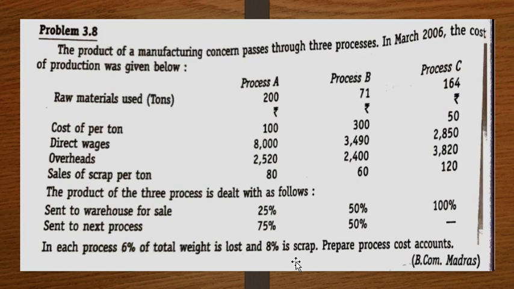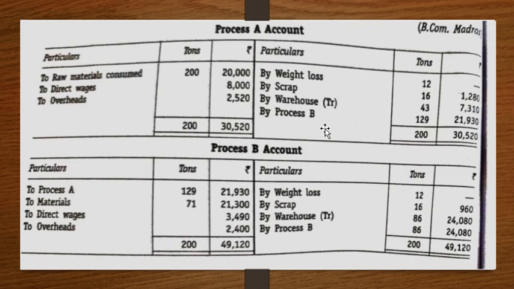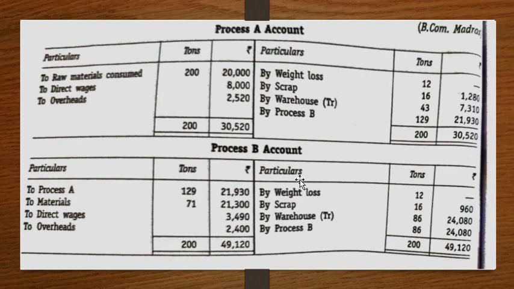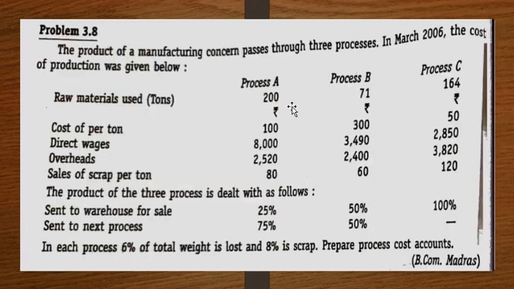So how much is your scrap? 8%. So your sale of scrap per ton is 80. So this 8%, what is the number of tons we are getting? 16 tons. What is the cost which is mentioned in the problem? Sales of scrap per ton is 80. So 16 into 80 will give you 1,280.